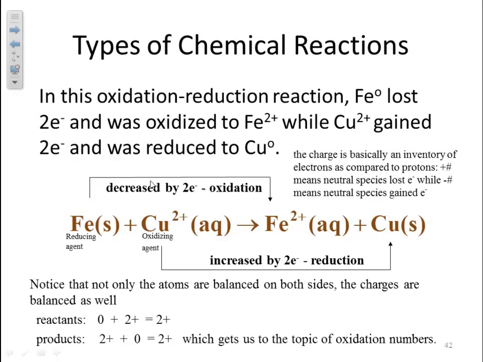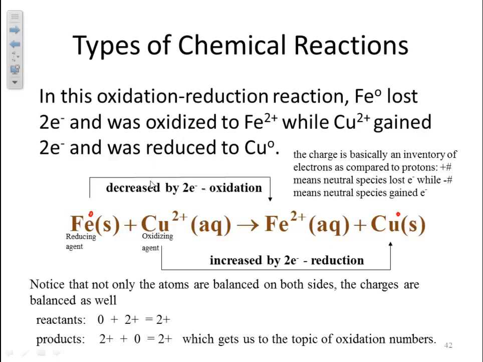Notice that in this net ionic equation, the atoms are balanced. They have one iron on both sides and one copper on both sides, but the charges are balanced as well. On the reactant side, you have a 0 for the iron and 2 plus for the copper. That's a total of a plus 2 on my reactant side. On the products, you have 2 plus for the iron and 0 for the copper solid, giving you a 2 plus. So it's balanced, charges as well as atoms.